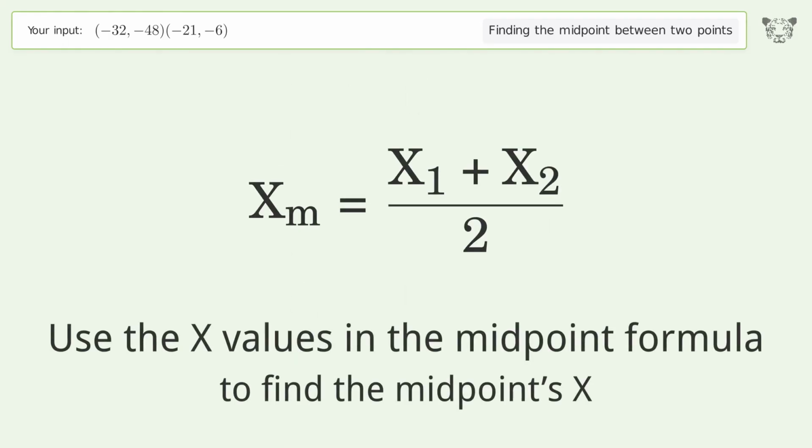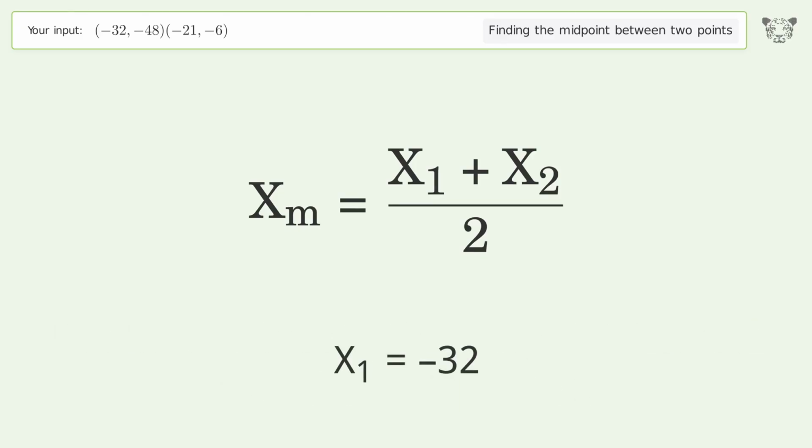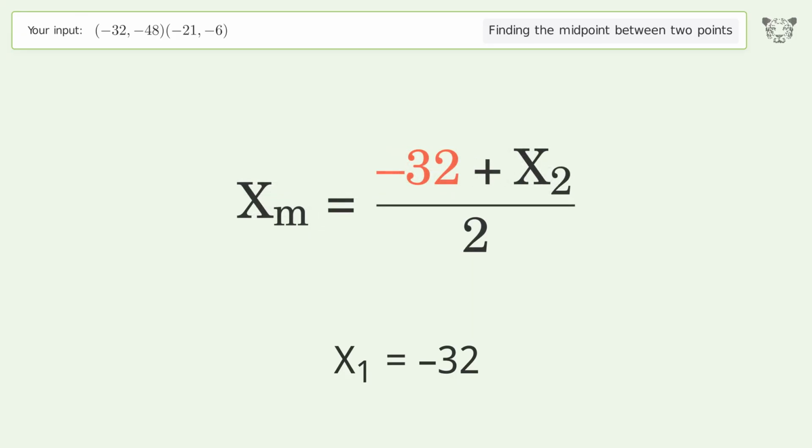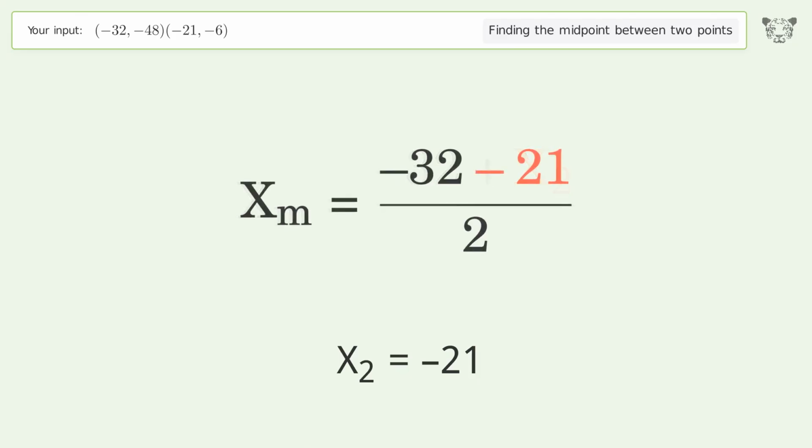Use the x values in the midpoint formula to find the midpoint's x. x1 equals -32. x2 equals -21. Simplify the arithmetic.